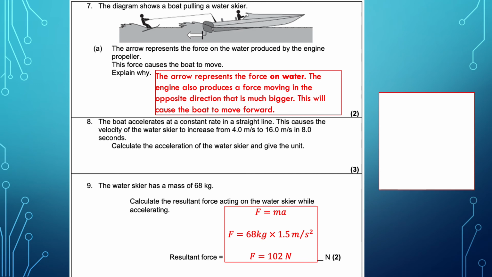Number 8. The boat accelerates at a constant rate in a straight line. This causes the velocity of the water skier to increase from 4 meters per second to 16 meters per second in 8 seconds. Calculate the acceleration of the water skier and give the units.